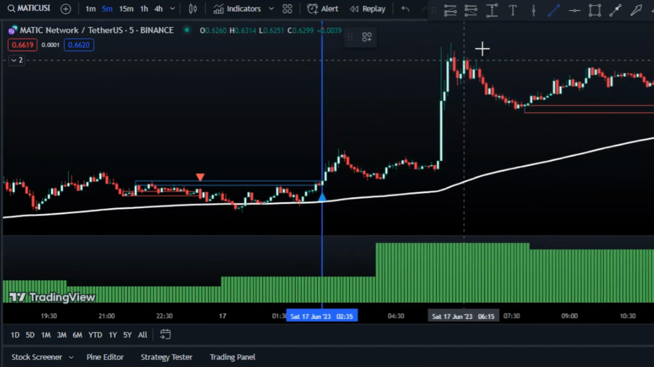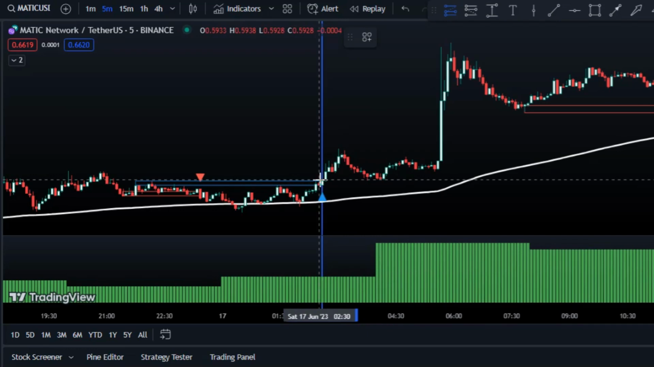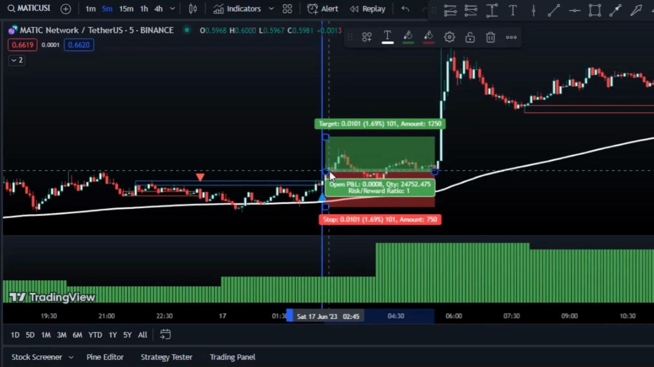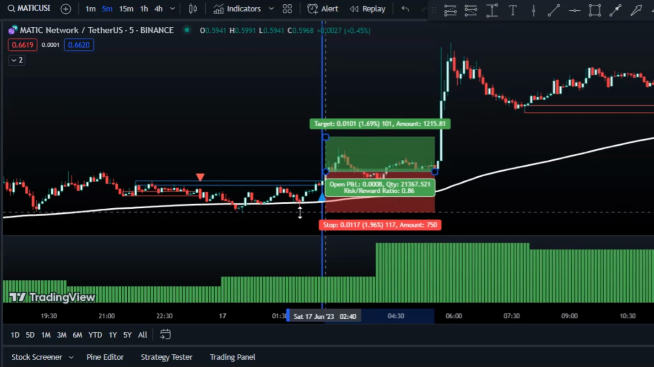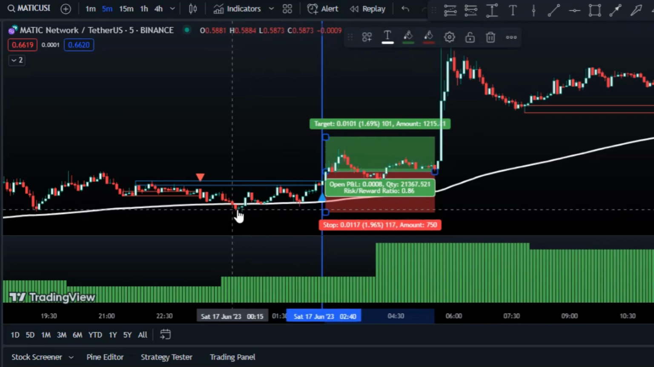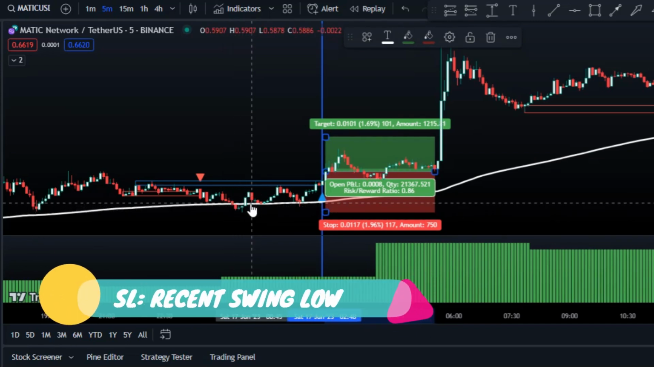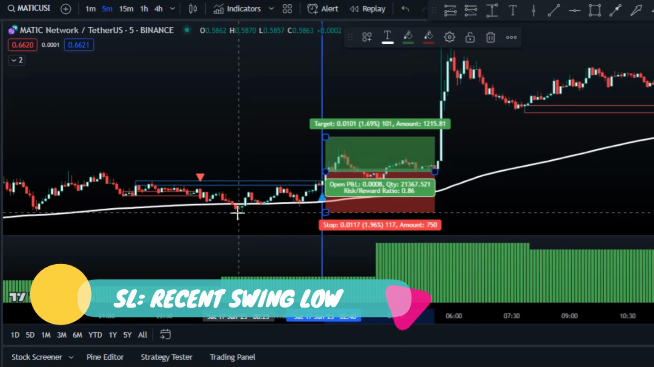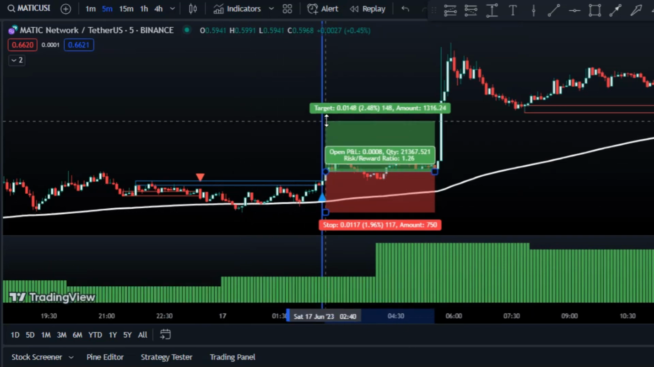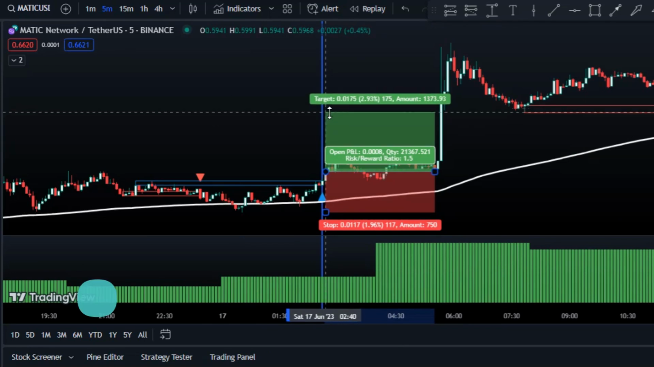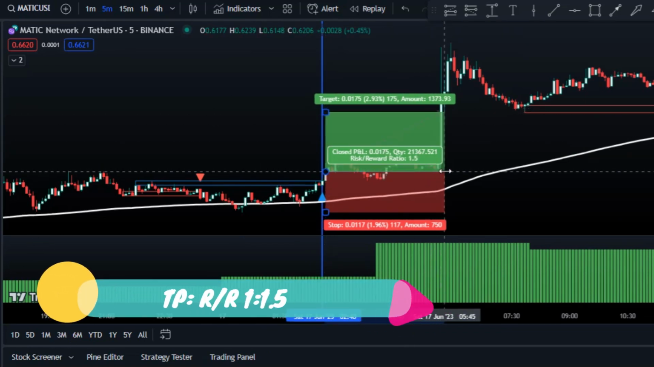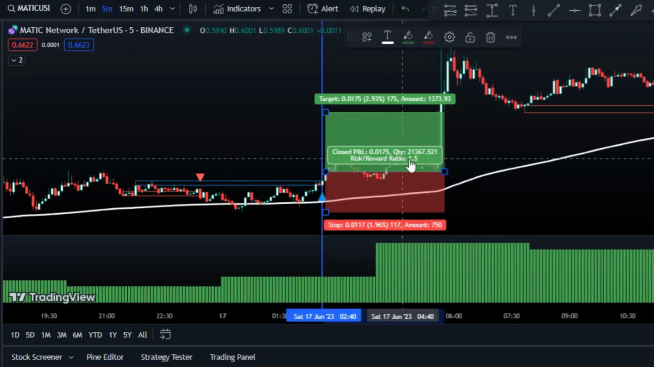So once you've checked off all these conditions, you can enter the trade at the closing price of the candle. But it's important to manage your trade properly by setting a stop loss level. This means you should identify a level where you'll exit the trade if it moves against you. For a long trade, you can use the recent swing low as a reference point for your stop loss level. Additionally, aim for a risk-reward ratio of at least 1 to 1.5, meaning your potential reward should be 1.5 times your risk to ensure a good balance between potential profits and acceptable risk.